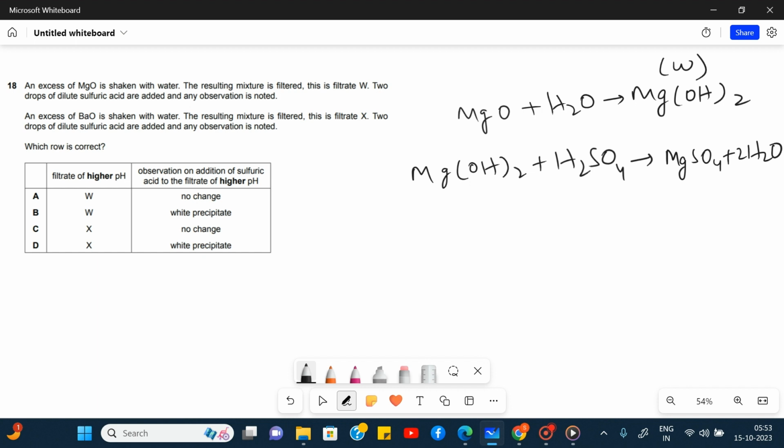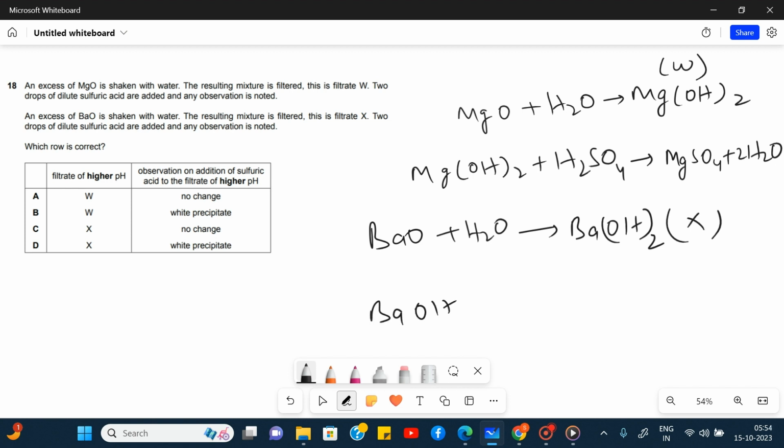Similarly, when barium oxide, BaO, reacts with water, we get barium hydroxide, and this is my X, and this filtrate is X. If I add sulfuric acid to this one, Ba(OH)2 reacts with sulfuric acid, we get BaSO4 plus 2H2O. The question is which filtrate will have higher pH?